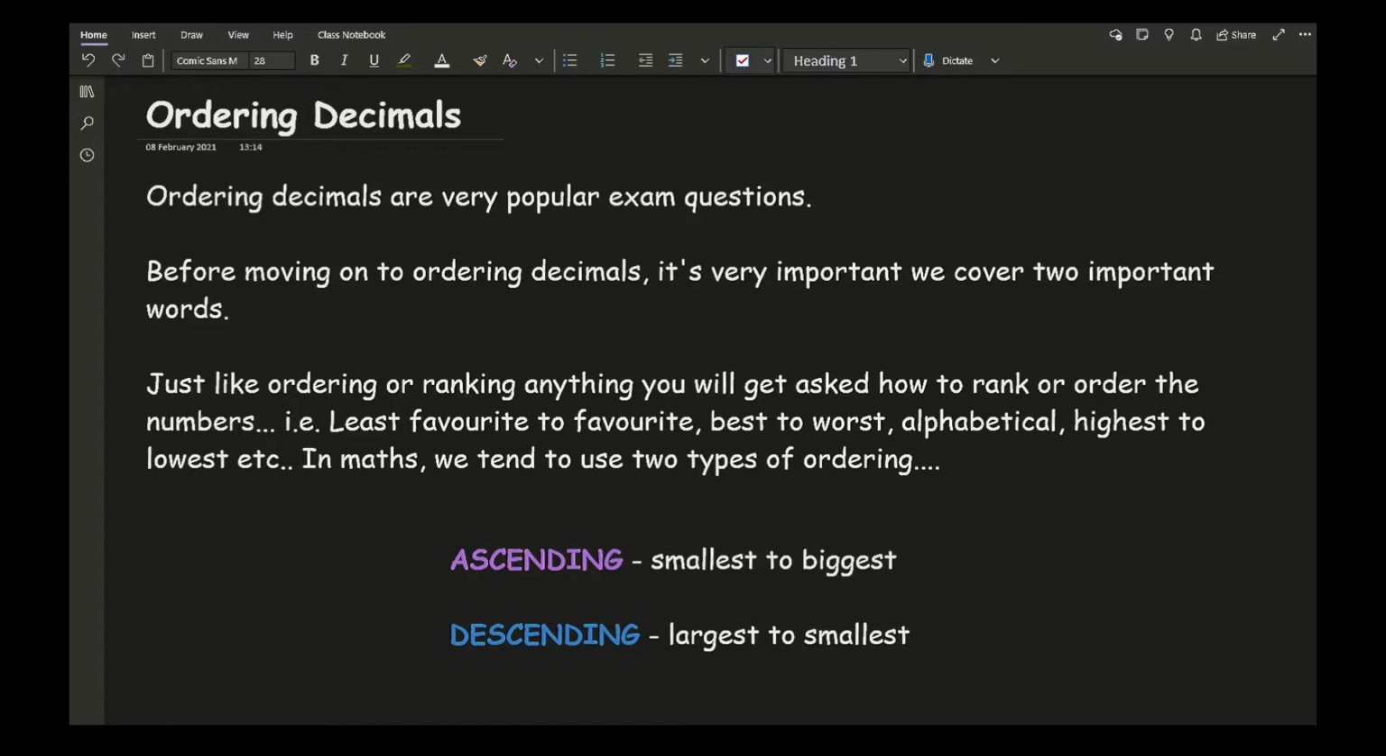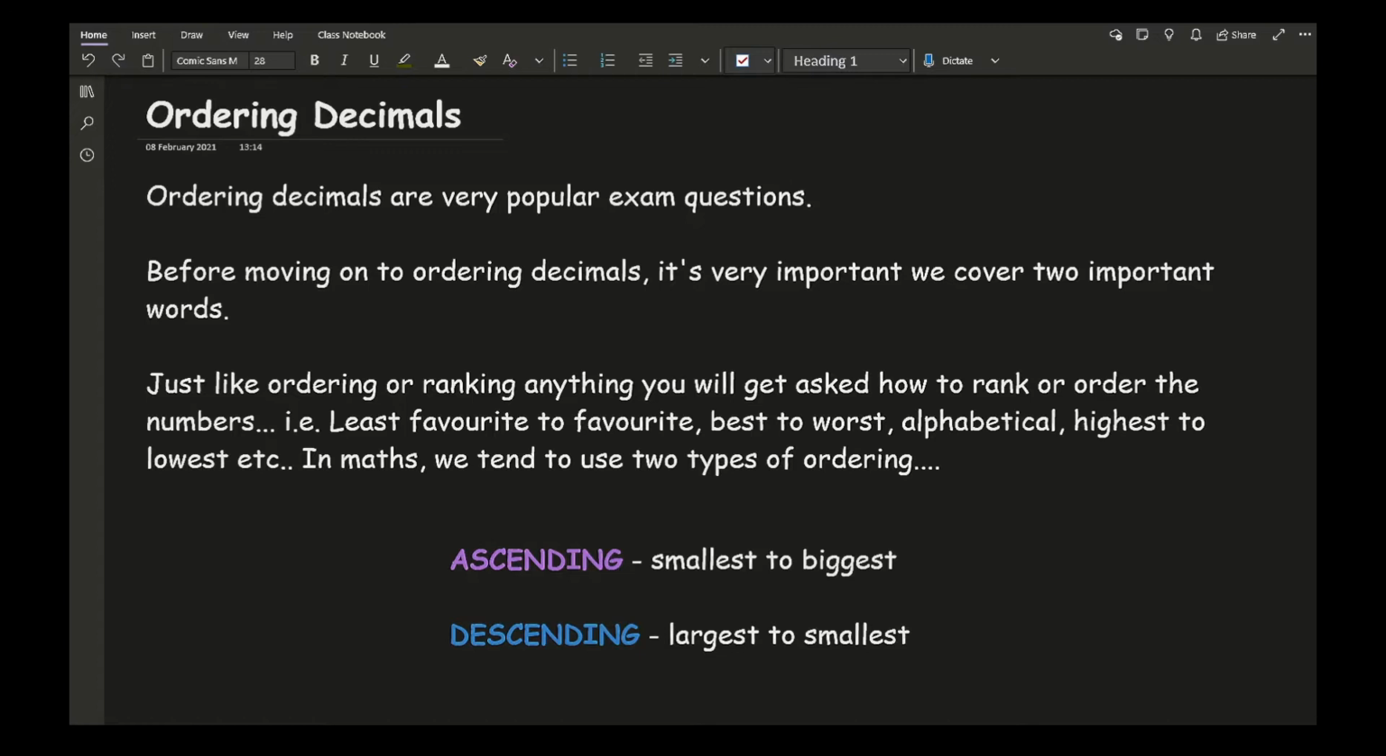Just like ordering or ranking anything, you will always get asked how you want to rank or order the numbers or the data. So, for example, you could get asked to rank or order your least favourite to your favourite, your best to your worst, alphabetical order, highest to lowest, etc., and vice versa. Now in maths we tend to use two types of ordering, and the first one is ascending, which basically means smallest to biggest, and descending, which is largest to smallest.